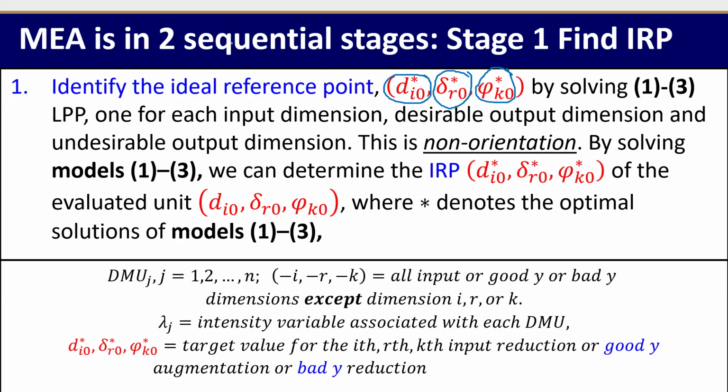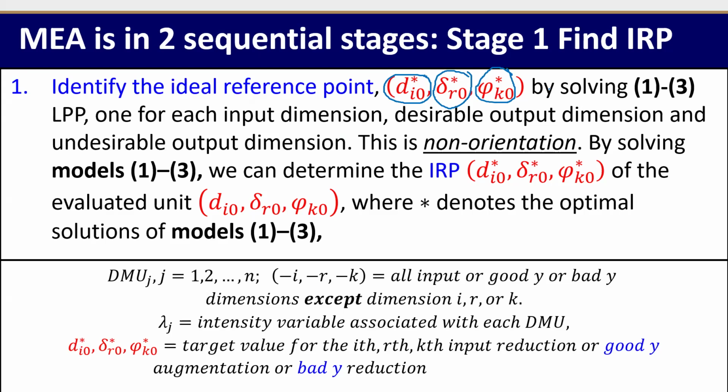Undesirable output. It is the ideal reference point for the undesirable output. Take note, write it down. These same notes are what you use to write your methodology, just so you know. That's it. That's what you need for your methodology.